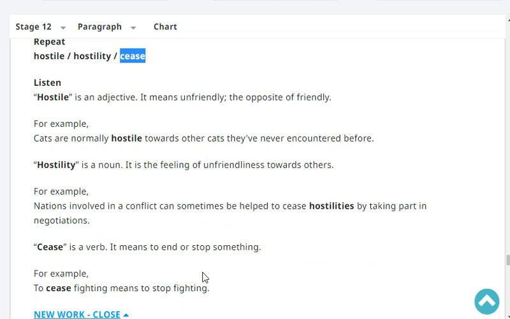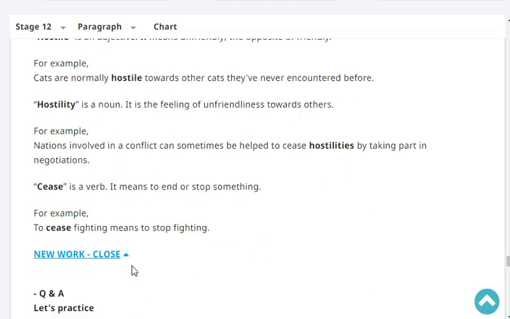For example, cats are normally hostile towards other cats they've never encountered before. Hostility is a noun. It is the feeling of unfriendliness towards others. For example, nations involved in a conflict can sometimes be helped to cease hostilities by taking part in negotiations.